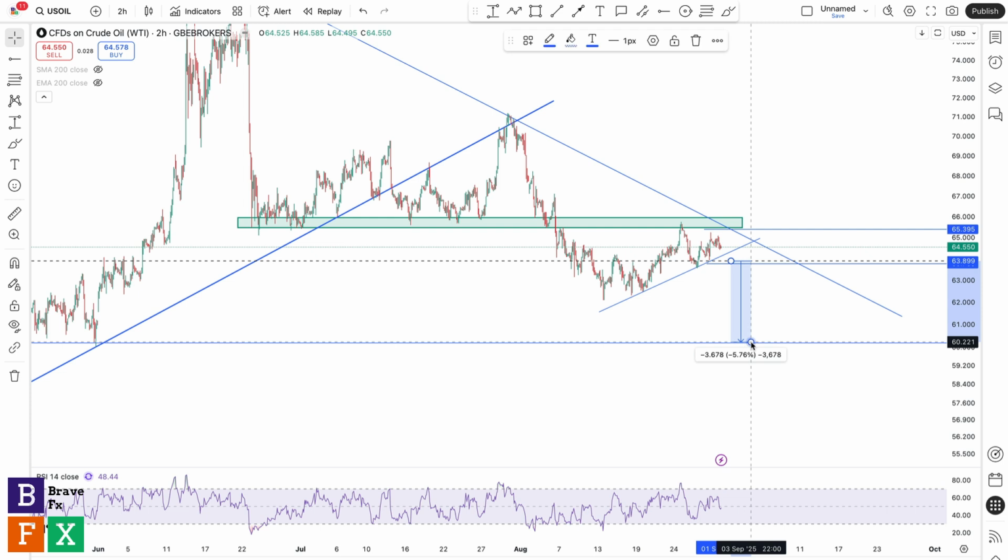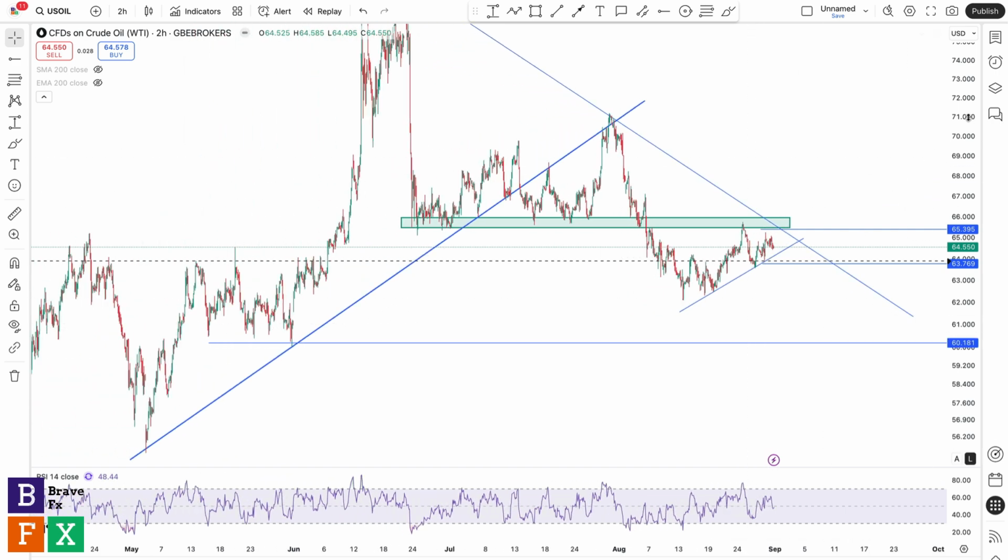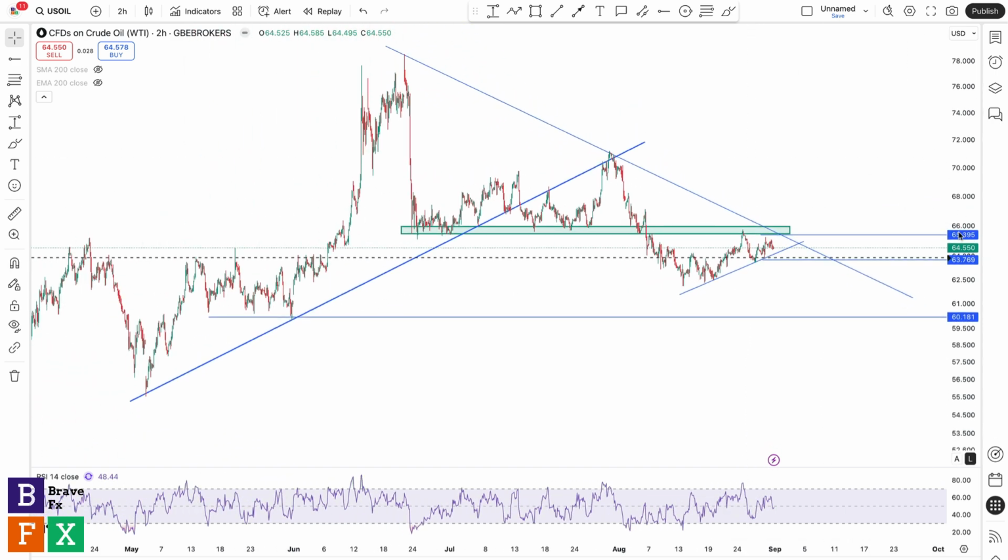That's a risk to reward ratio of 1 to 2 or 1 to 2.5, which looks and sounds decent in my opinion. So if you're interested in trading crude oil, this is what I'll be watching out for.